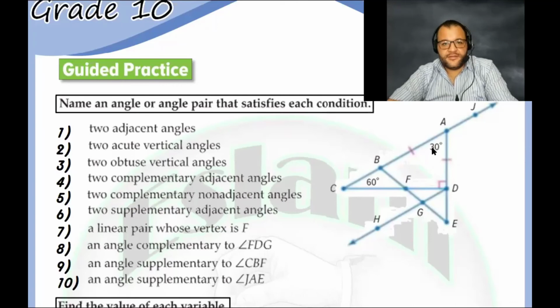Okay. Find any two adjacent angles. Two vertical acute angles. It's easy. Okay, can you solve it please? Yes, I'm trying.